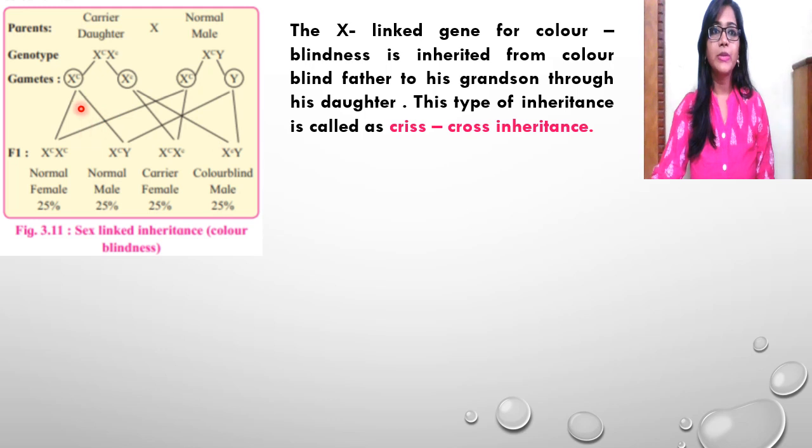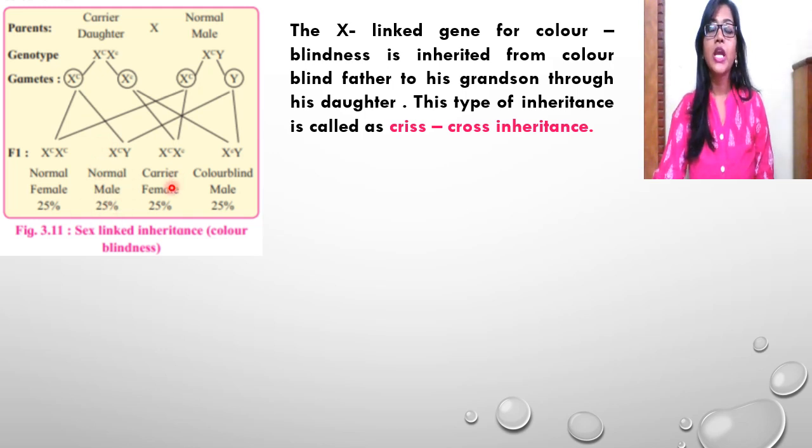So in this slide, see the gametes, they are formed. The daughter is a carrier, so one of the X chromosomes will be with the small c, that is the sex linked gene, okay. So what will happen if this ovum gets fertilized with this normal sperm? Then there are 25% chances that the females or the daughters will be normal, okay, in the F1 generation. If this ovum gets fertilized with the Y sperm, okay, so there are 25% chances that the males are normal.